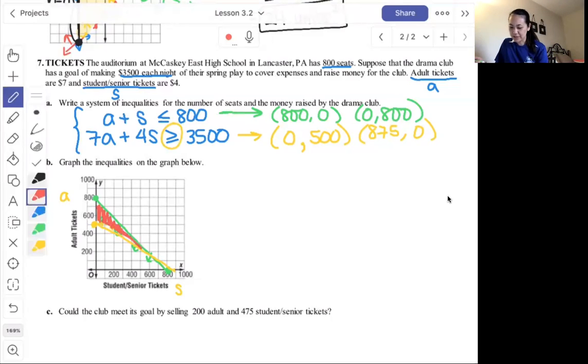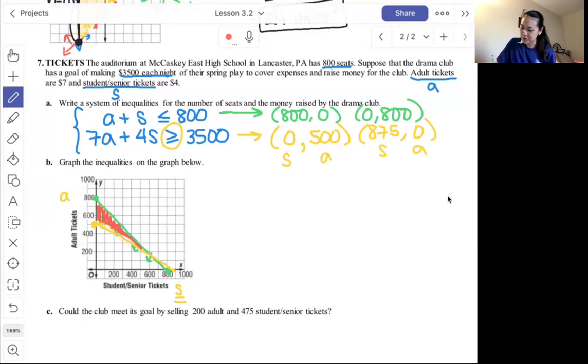All right. And sorry if that's confusing. This should be the S. This is the A in my coordinate system. Since S is the horizontal, A is the vertical.